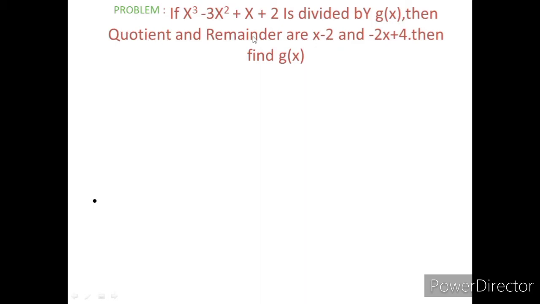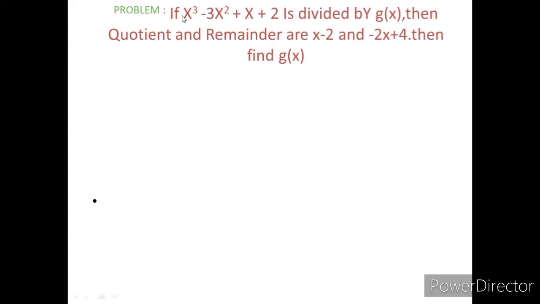Here the remainder is the second word. That's why the second polynomial represents the remainder. So minus 2x plus 4 is called the remainder. So now I can find the quotient and remainder. After that, you have to identify which is the dividend and which is the divisor.